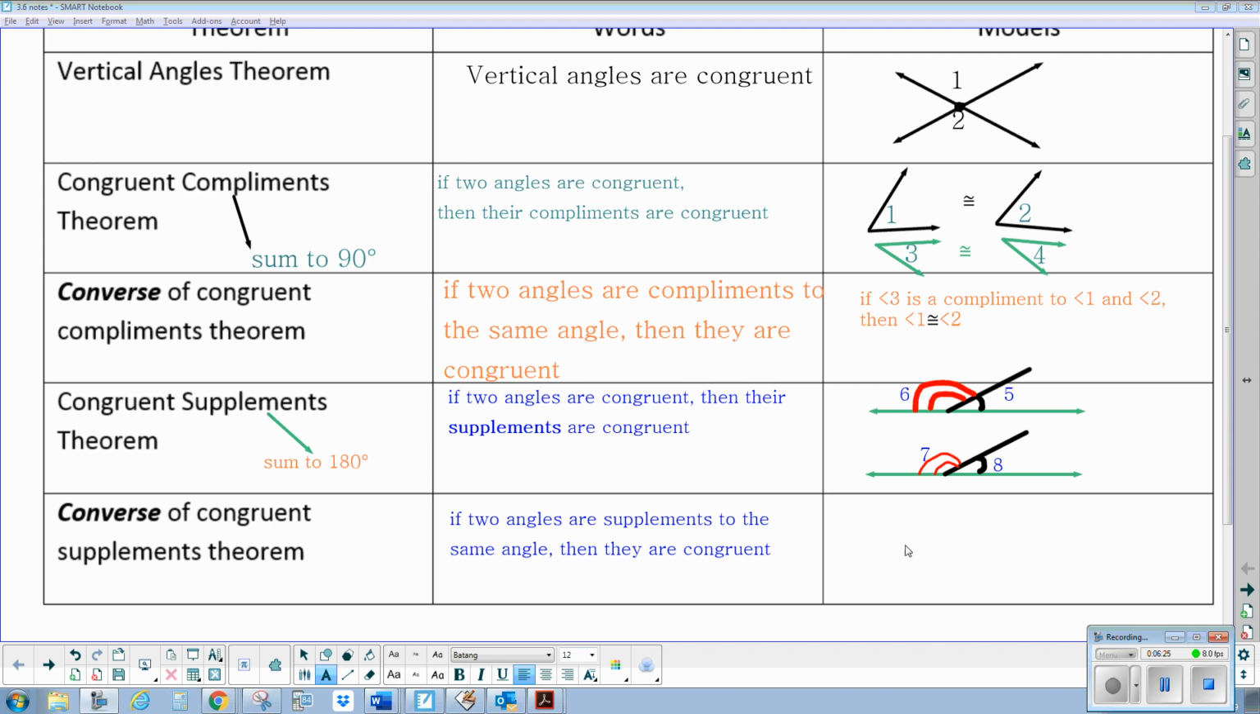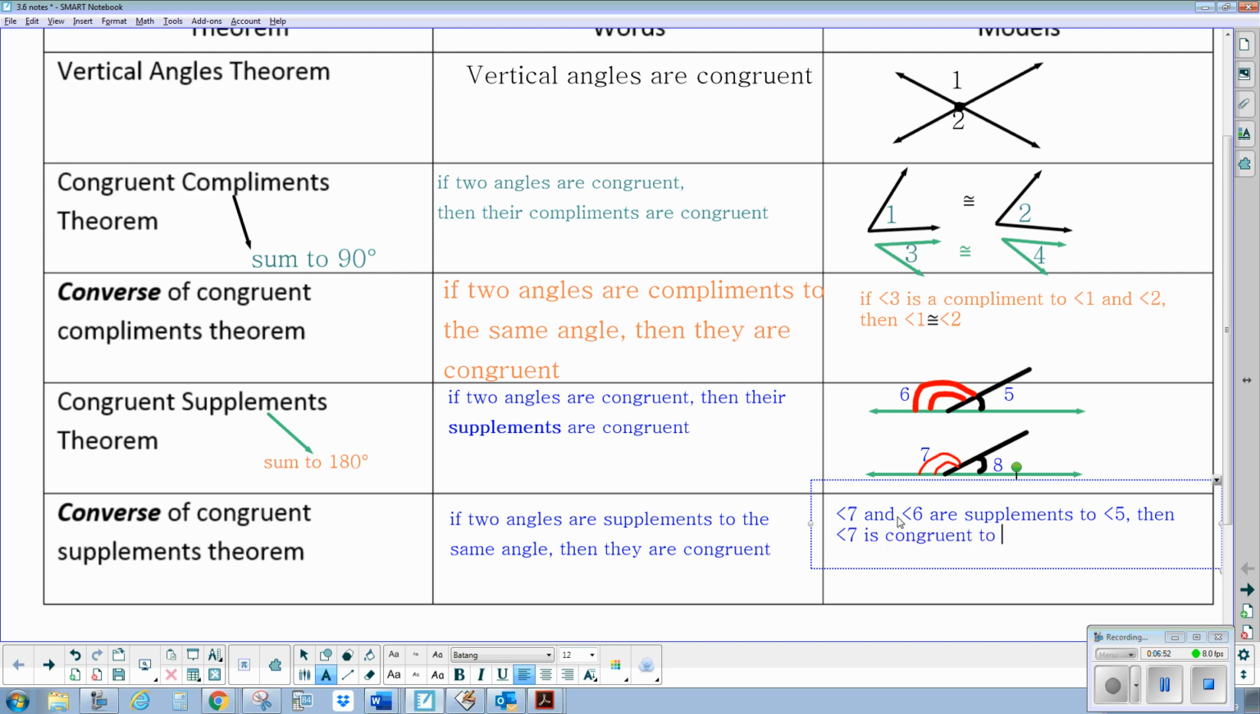The converse of that is saying that if two angles are supplements to the same angle, so let's say if angle 7 and angle 6 are supplements to angle 5, then angle 7 is congruent to angle 6. And I'll just use the congruent sign.